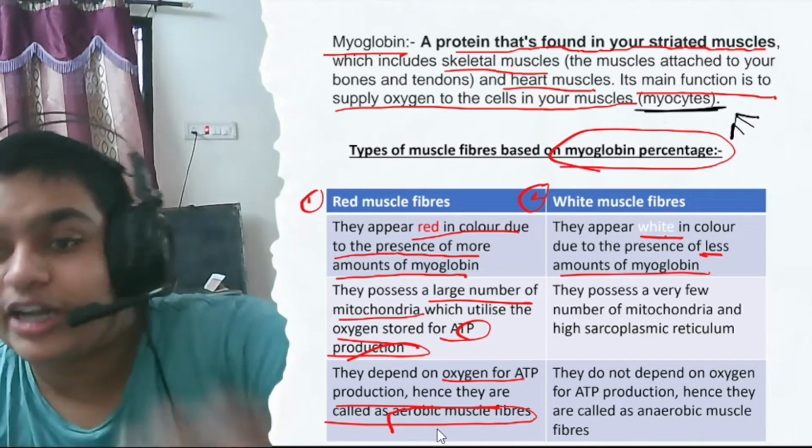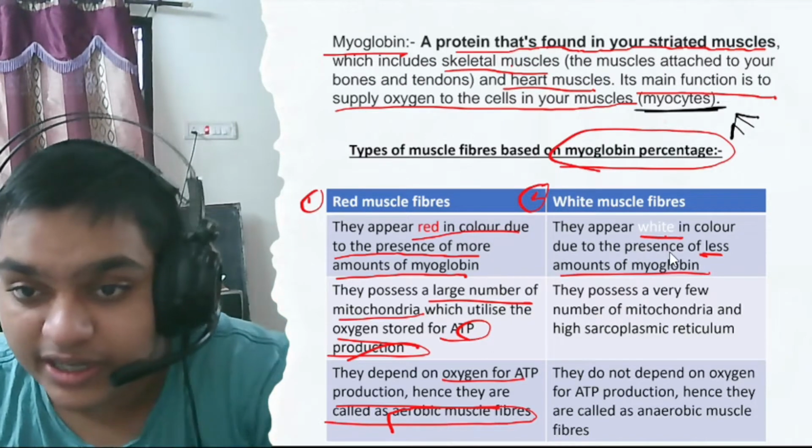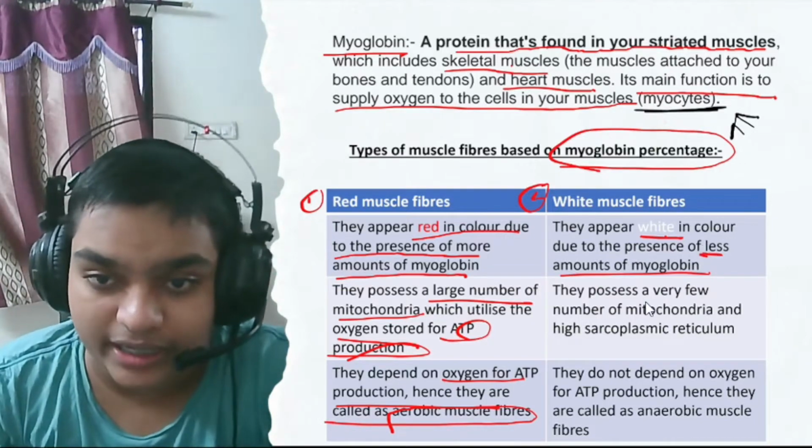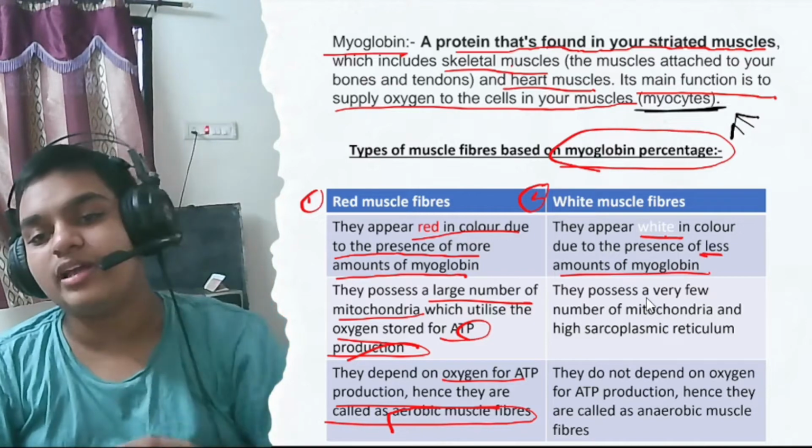Now coming to white muscle fibers, they appear white in color due to the presence of less myoglobin. We have seen that less myoglobin content is there in white muscle fibers, so that is why they appear white.